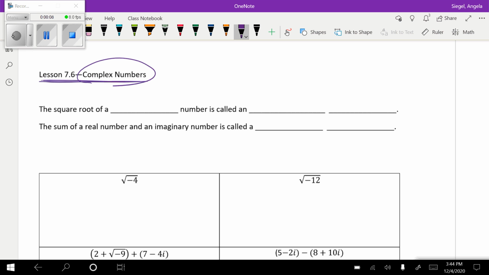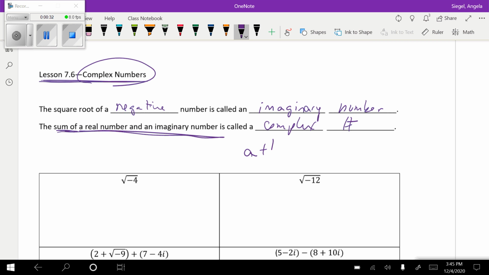So a square root of a negative number is called an imaginary number. When you add a real number and an imaginary number together, that is called a complex number. And so it's always in the form a plus bi. So you're going to do your real number first, and then whatever coefficient is attached to the i comes second. That's how you handle that.